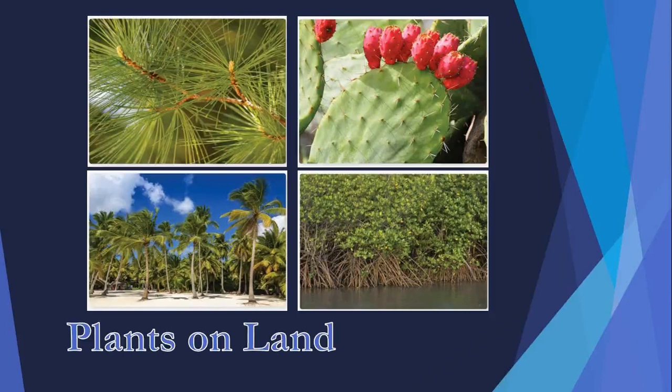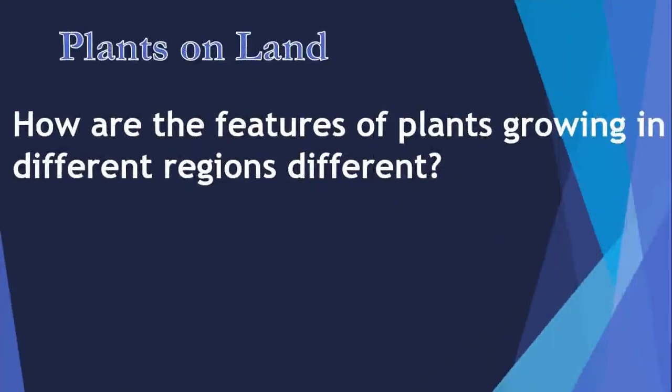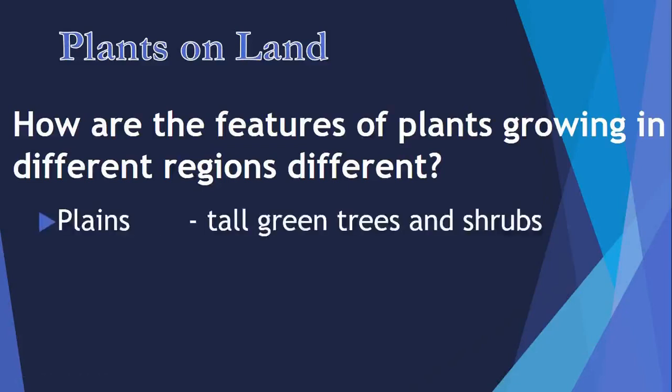Yes, there are 4 regions, right? How are the features of plants growing in different regions different? Plants growing in different regions have different features. Let's see. Plains have tall green trees and shrubs with a woody stem.